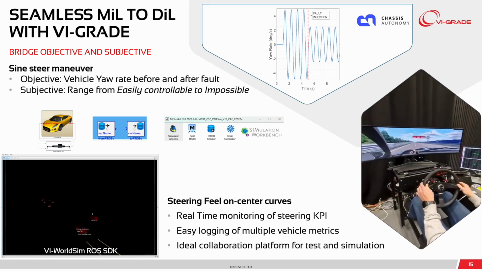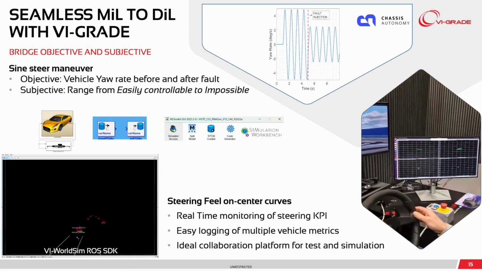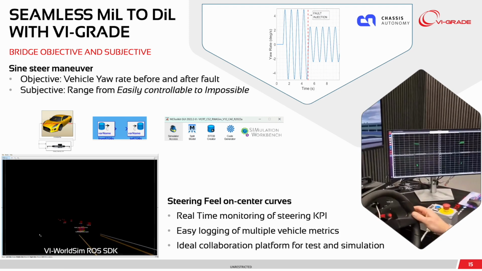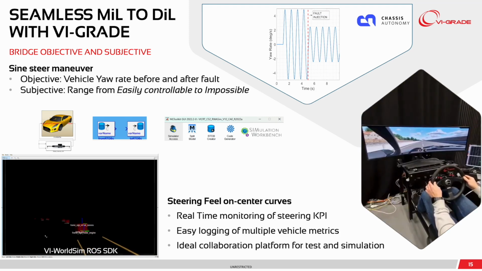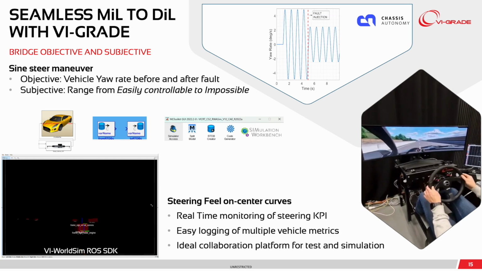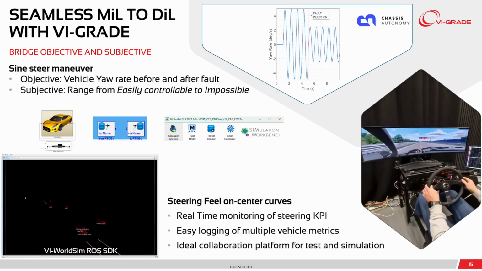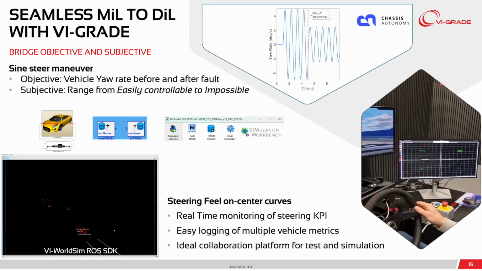So you can monitor your KPI in real time, and specifically when it comes to variable steering ratio, this is where it's very powerful. You can do very early calibration work, and you can log multiple vehicle metrics. And this is what makes a driver in the loop simulator the perfect collaboration platform between your testing engineers and also the simulation engineers.